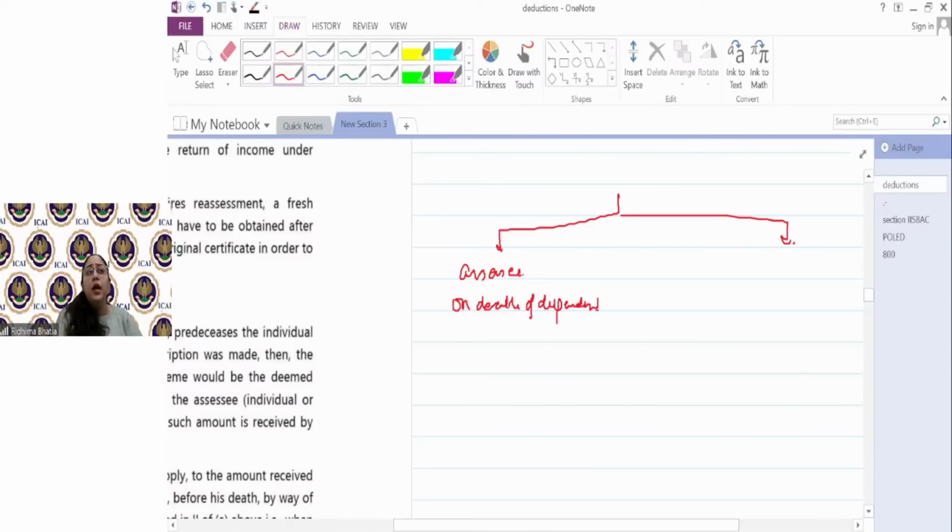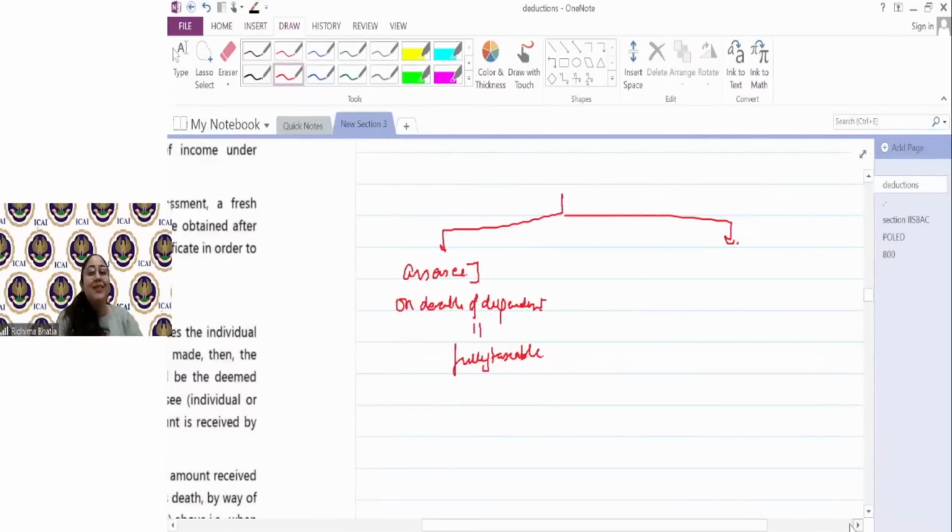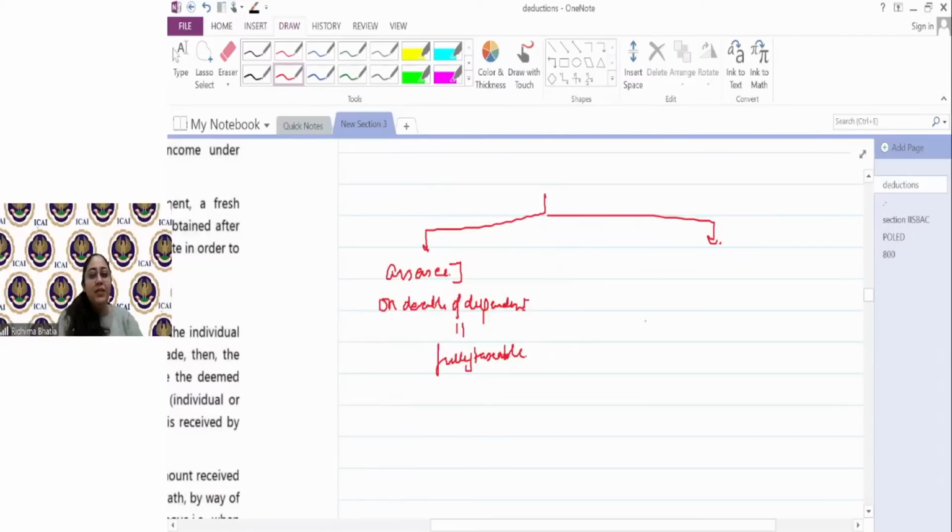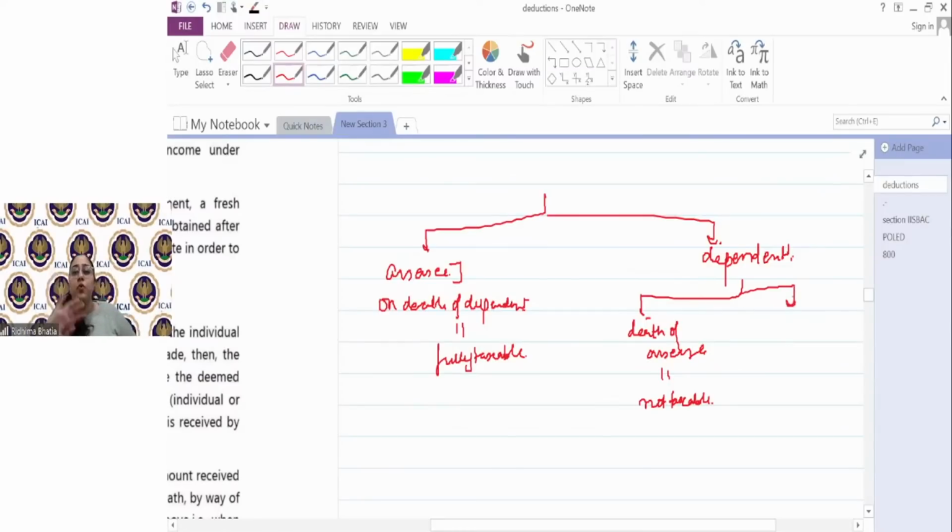Correct? Obviously, he has got an annuity plan or a lump sum plan for him. So the money which the SSC gets on the death of the dependent would be fully taxable. Got it? But suppose the SSC dies, who will get the money? Obviously, the dependent gets the money. If the dependent gets the money on the death of the SSC, that is not taxable.